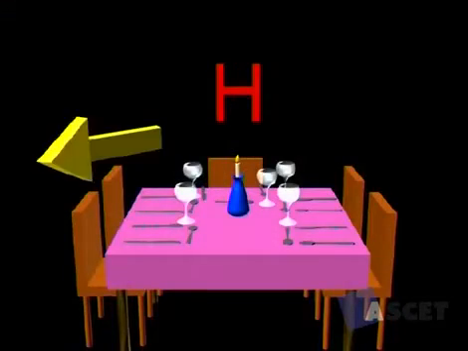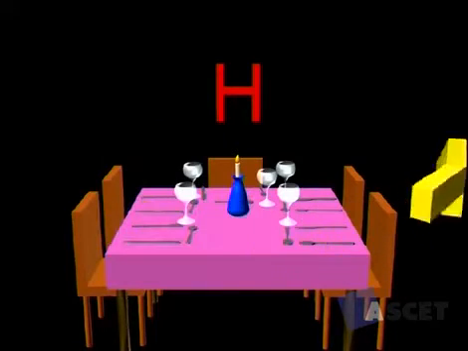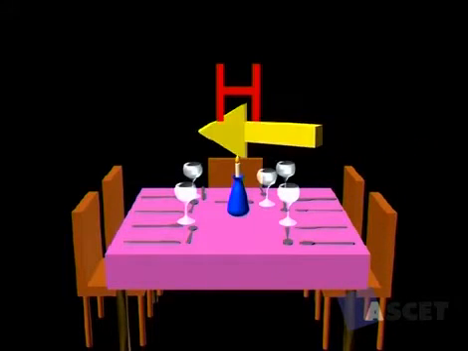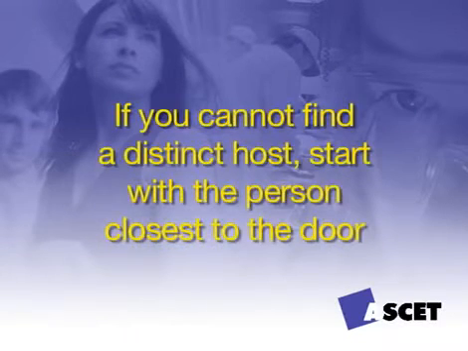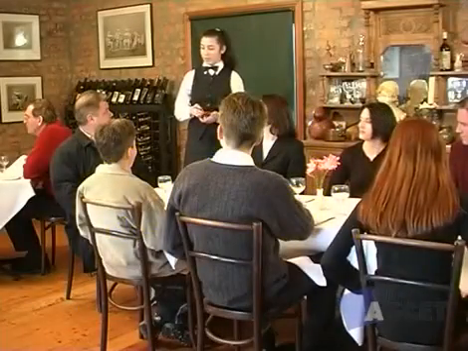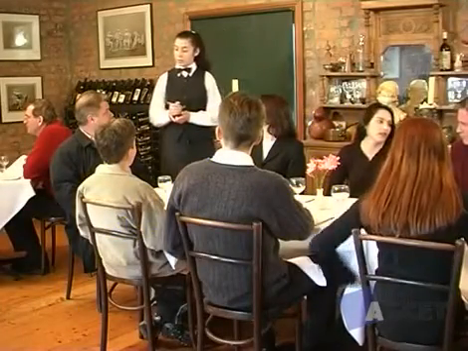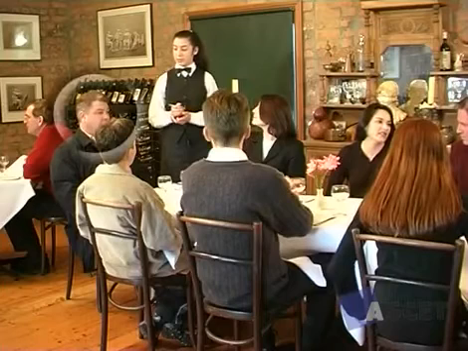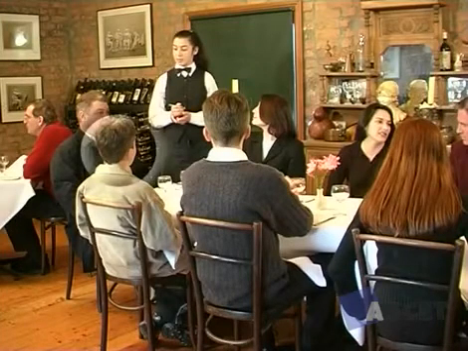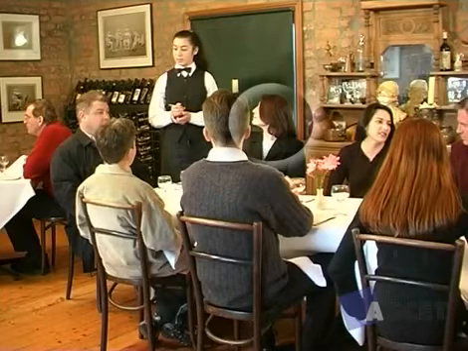Take the orders anti-clockwise from the guest seated at the right of the host. If you can't find a distinct host, start with the person closest to the door. Remember to use your common sense. In this case, we have a clear host. On his right is a child, and on his left is a woman.